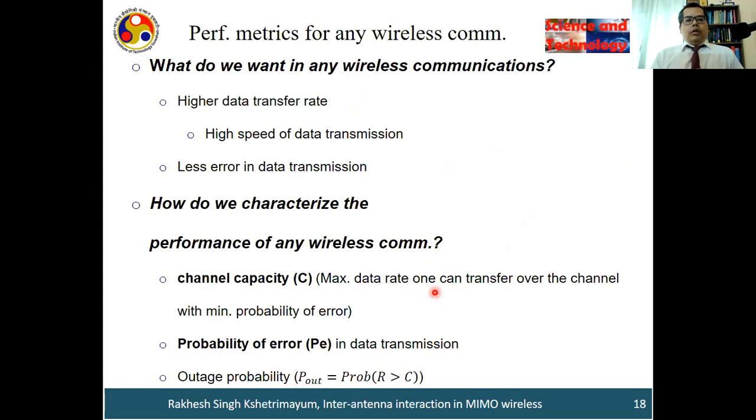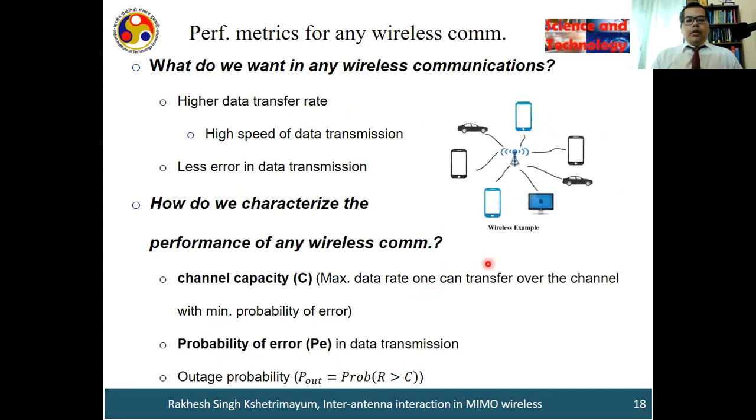Okay, so what do we want in any wireless communications? These are many wireless examples you have here. You can have mobile communication. You can have wireless communication on a car, when you're traveling. When you're using a computer system, you can have wireless mobile communication. Even mobile phones, PDAs, all of this. So in any wireless communication system, what do you want?